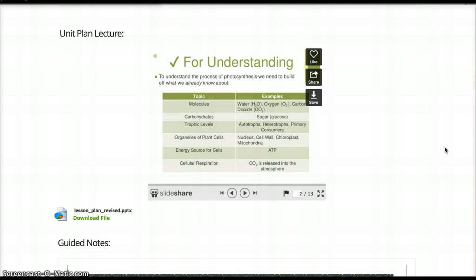Before I get into the content of my lecture, I just want to have this check for understanding so students know what information they need to recall that's going to help them with the new information that they're going to learn. For example, I have included that we already know information about trophic levels. So when I say the word autotroph, I'm assuming students already know what this is, and when I refer to it in this lecture, it's merely for review and connectivity to how it relates to photosynthesis.